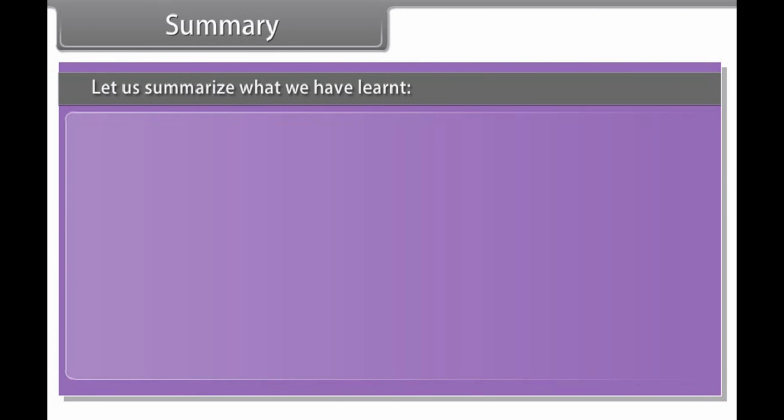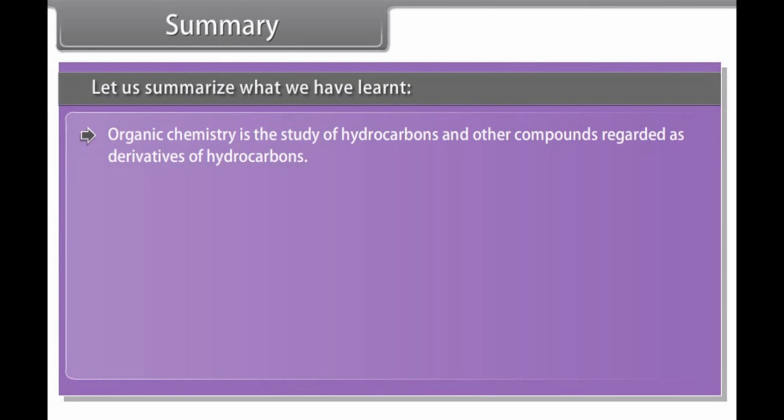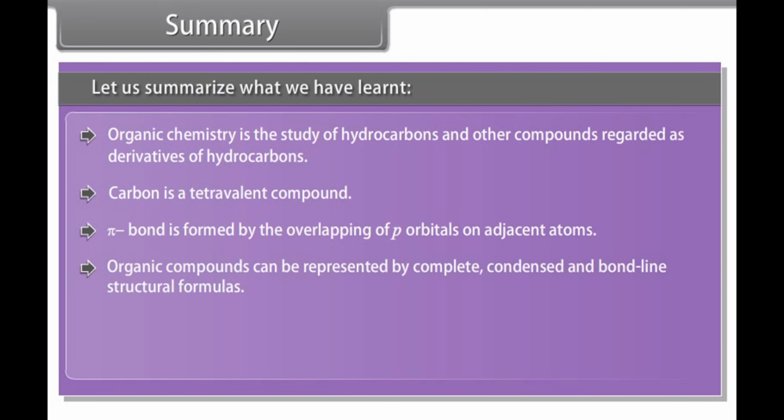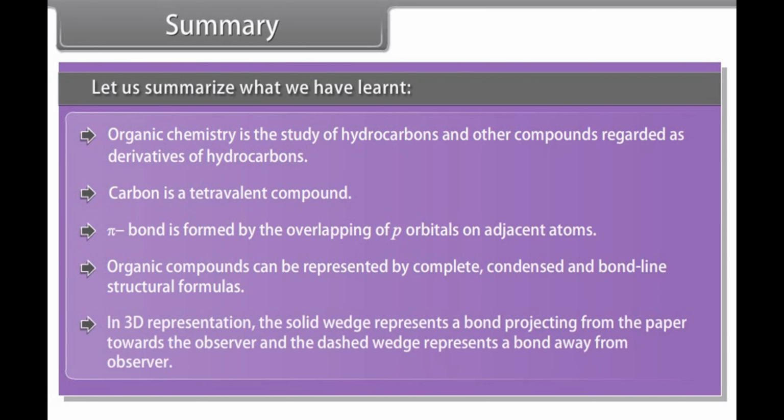Summary. Let us summarize what we have learned. Organic chemistry is the study of hydrocarbons and other compounds regarded as derivatives of hydrocarbons. Carbon is a tetravalent element. Pi bond is formed by the overlapping of p orbitals on adjacent atoms. Organic compounds can be represented by complete, condensed and bond-line structural formulas. In 3D representation, the solid wedge represents a bond projecting from the paper towards the observer, and the dashed wedge represents a bond away from the observer.